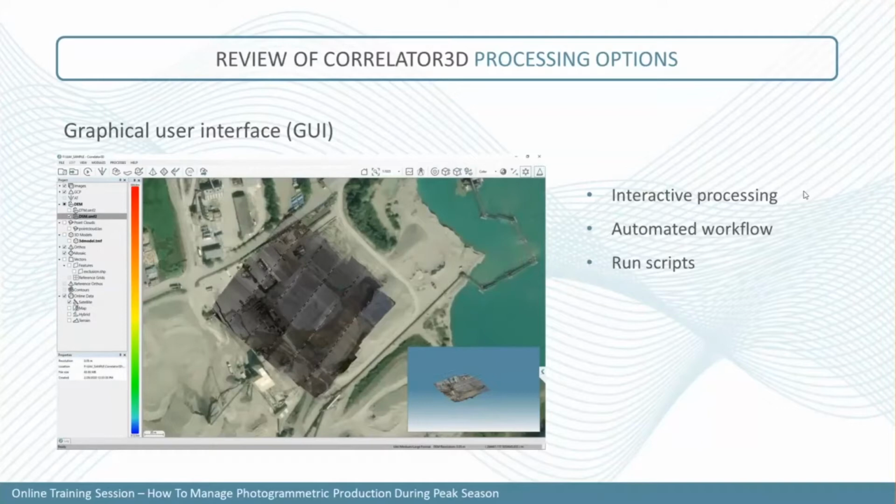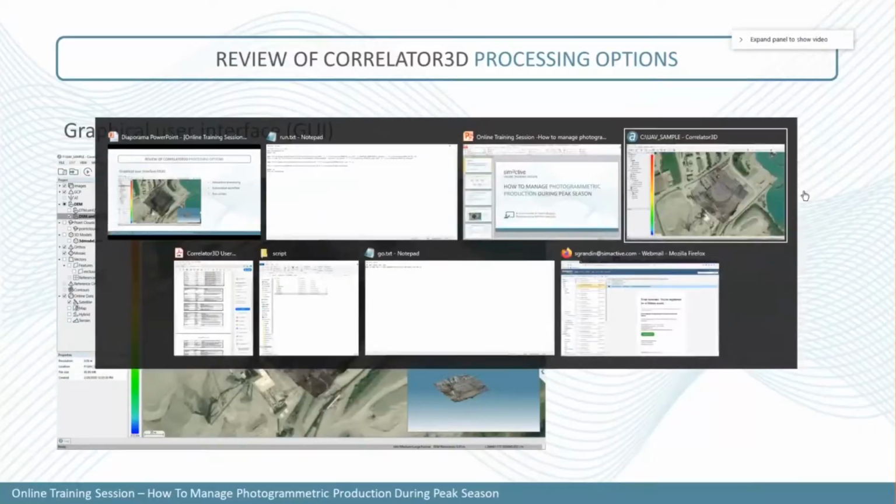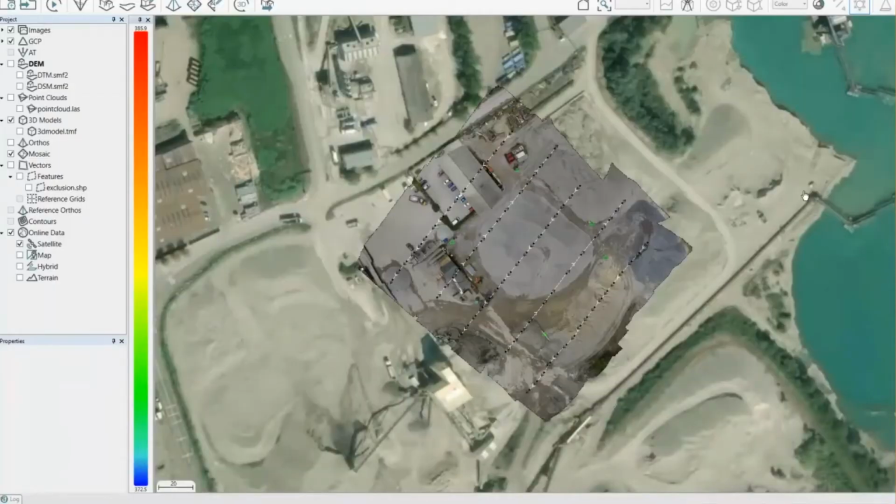So let me show you how it looks in Correlator 3D. As we can see here, we have our visual interface of Correlator 3D. It's quite a user-friendly interface. On the top, you have all your modules, which are ordered in a sequential order. You're going to have the open and close button, then the automated workflow, which I'll come back to later in this presentation. And then you're going to have all your different modules, such as the AT, the DEM generation, the ortho creation, and the mosaic creation, and finally, the 3D model generation.